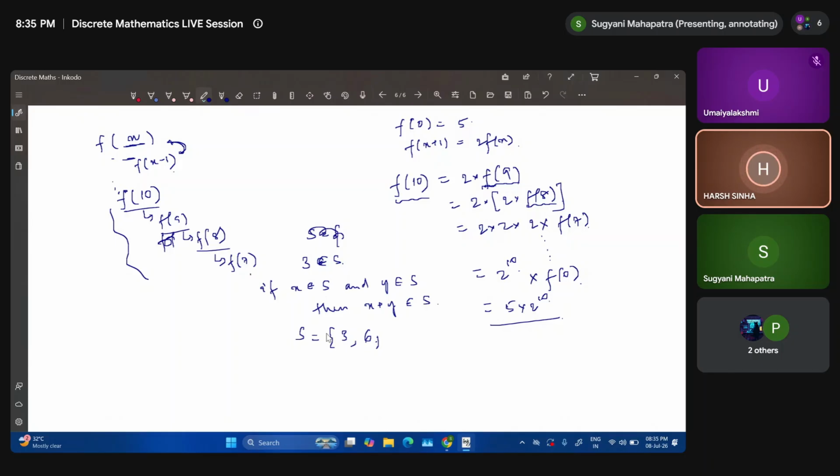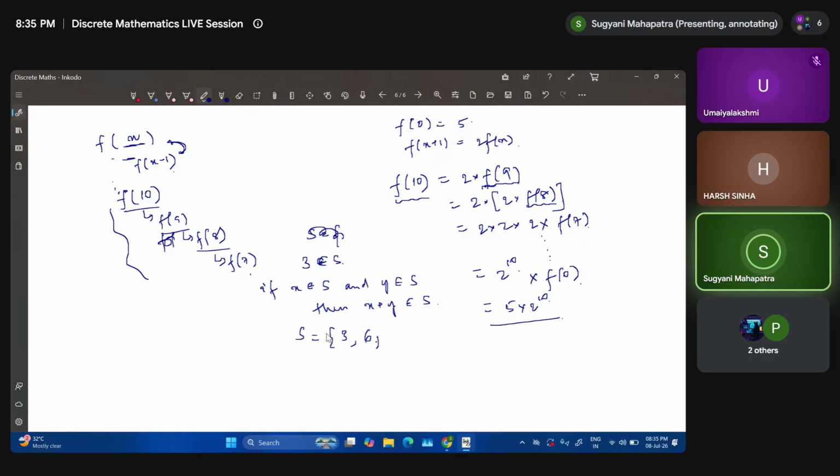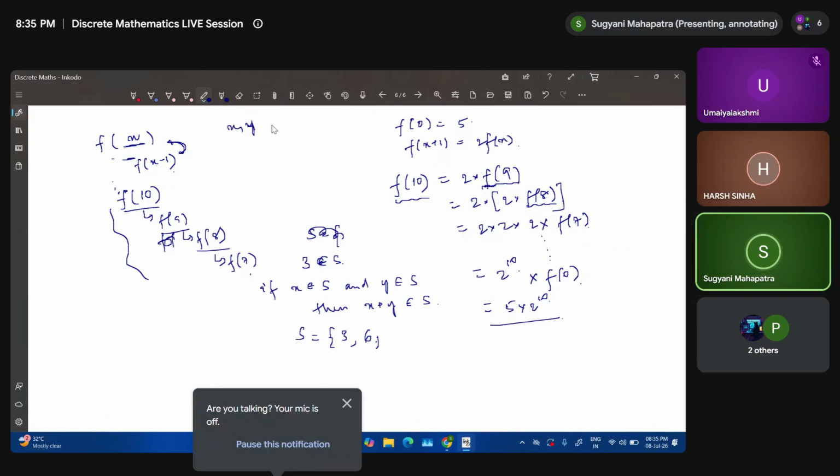Yes. Now x belongs to S and y belongs to S. Can x and y be any number? Yes, x and y can be 1, 2, 3, 4. The domain is basically your set of integers or whatever, if the domain is given to you.